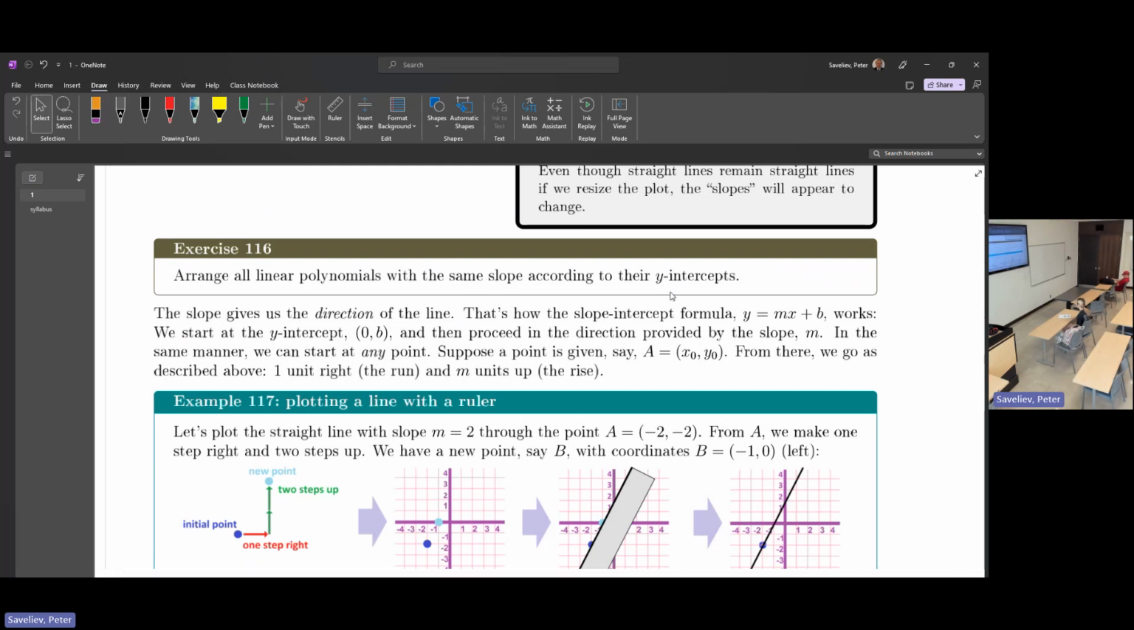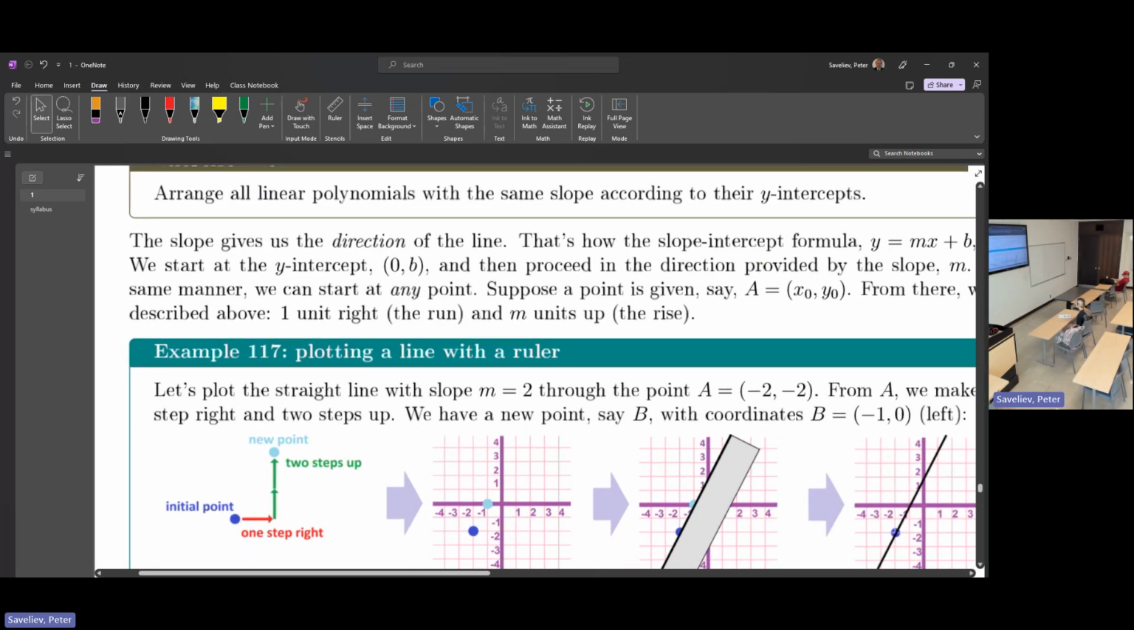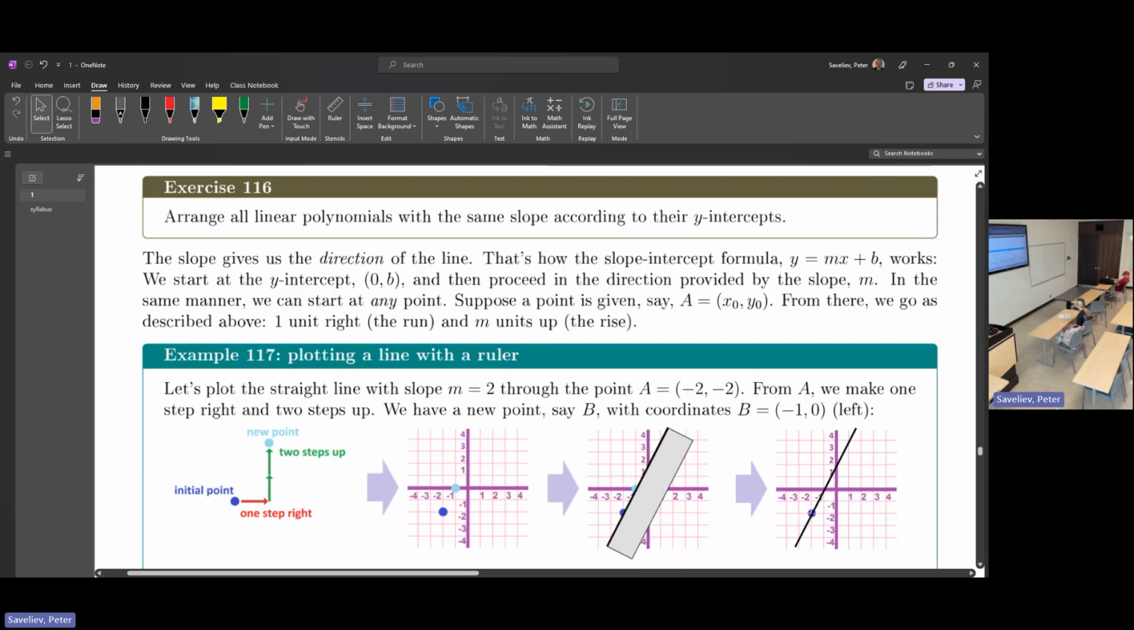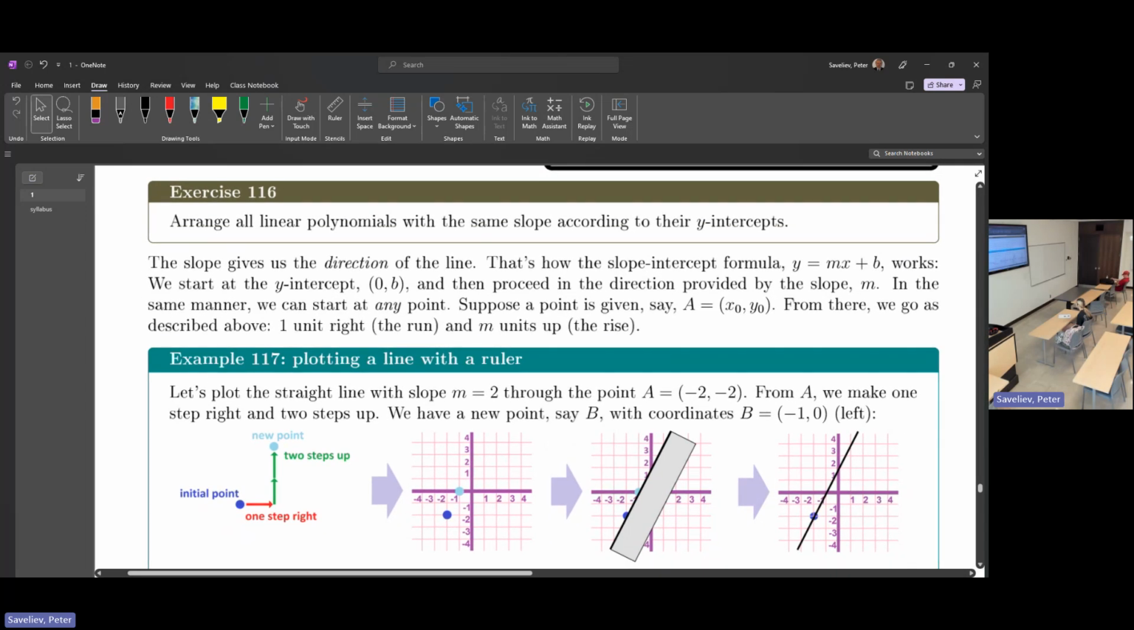And once again, we're concentrating on the slope. So if you have a slope, that's how it's computed. The second point is found 1 step to the right, and then 2 steps up if the slope is 2. So literally 1 step to the right and m steps up or down, depending on whether m is positive or negative. And then you can just take a straight edge and draw that line.